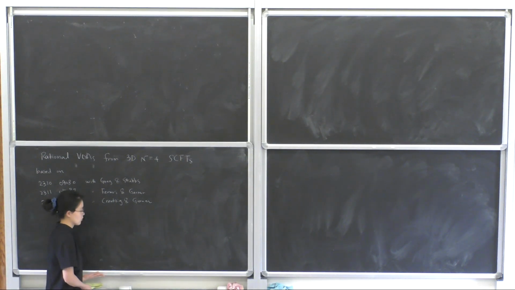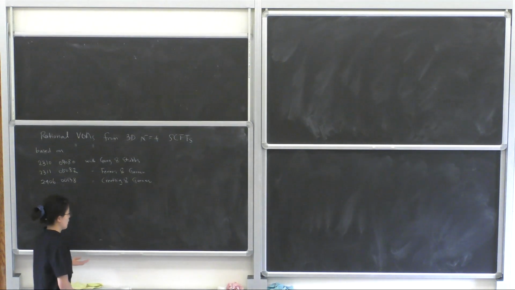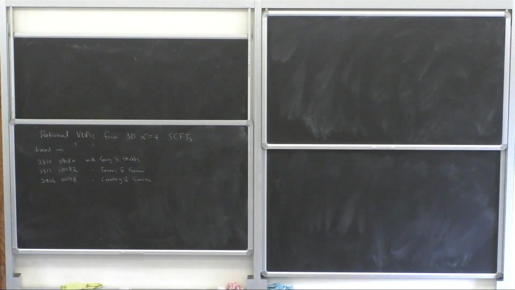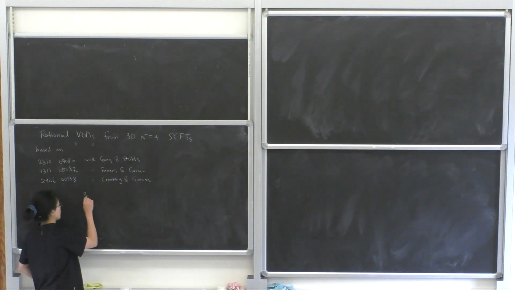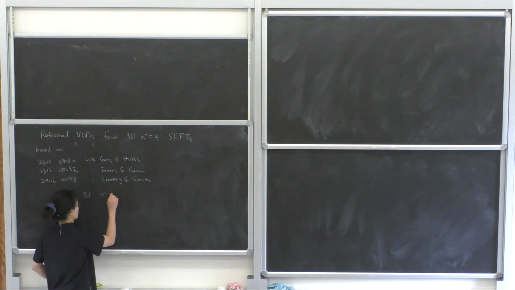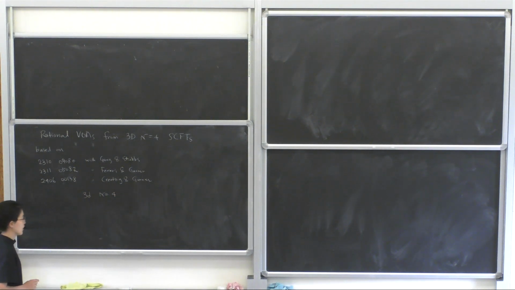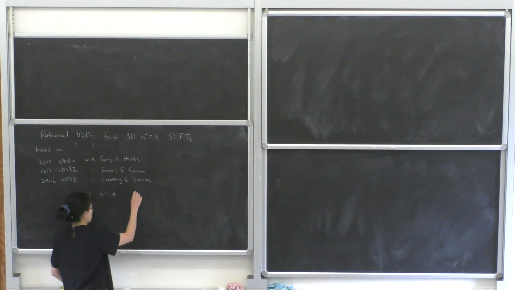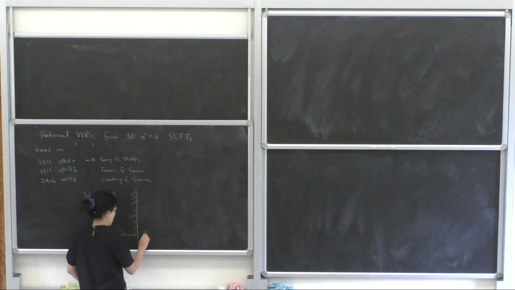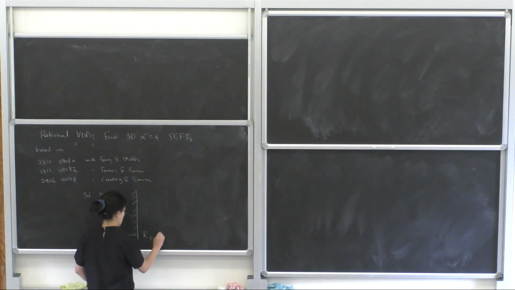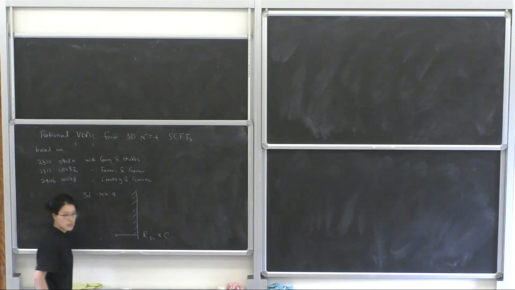In this talk, as Joanna briefly introduced in her talk yesterday, I'm going to talk about the 3D n equals 4 theories that are defined on a half space. So we have an n equals 4 theory defined on a half space, we say R minus times some 2D space C.